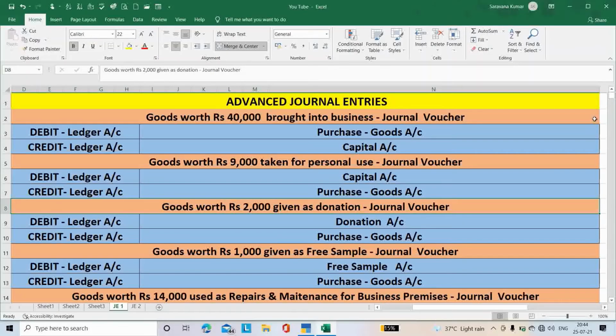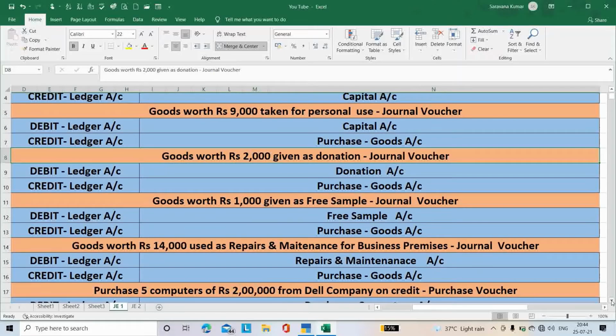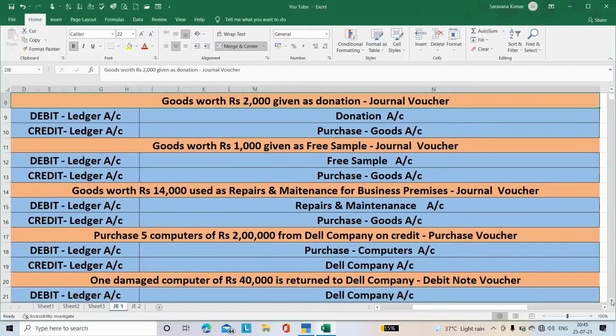Next transaction is goods worth rupees 2,000 given as donation. Here the journal entry is debit donation account, credit is purchase goods account.